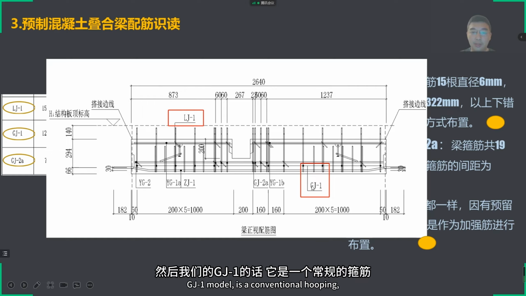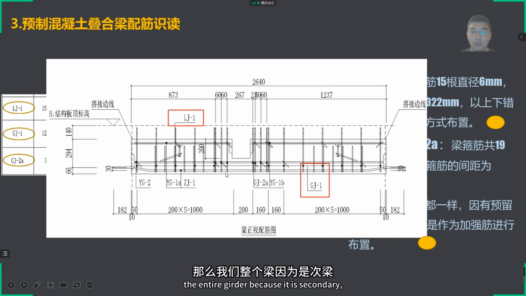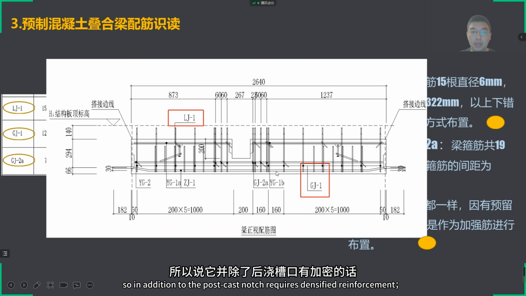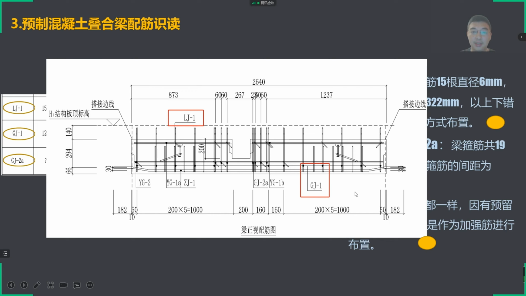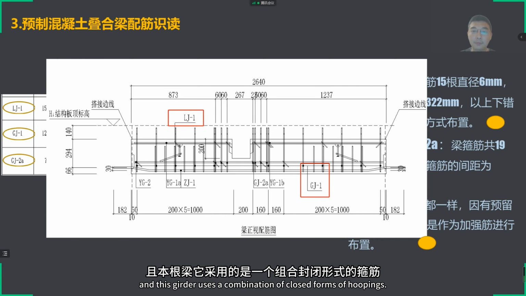GJ1 model is a conventional hooping. The entire girder, because it is secondary, in addition to the postcast notch, requires dense reinforcement. The others are 200 spacing, non-dense hoopings. And this girder uses a combination of closed forms of hoopings.